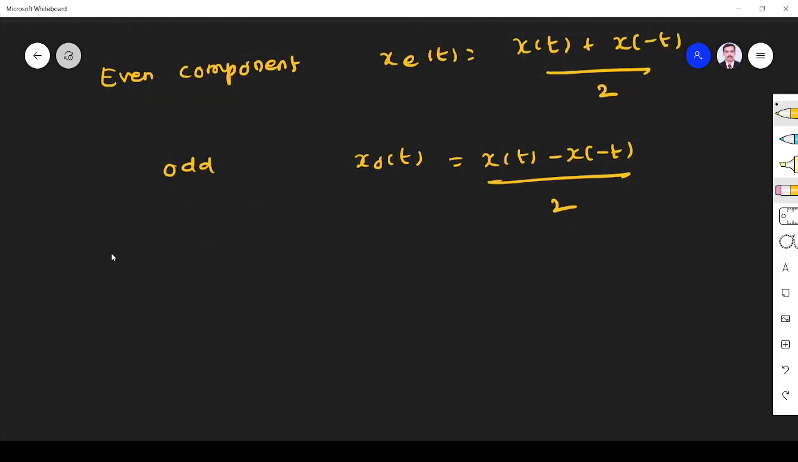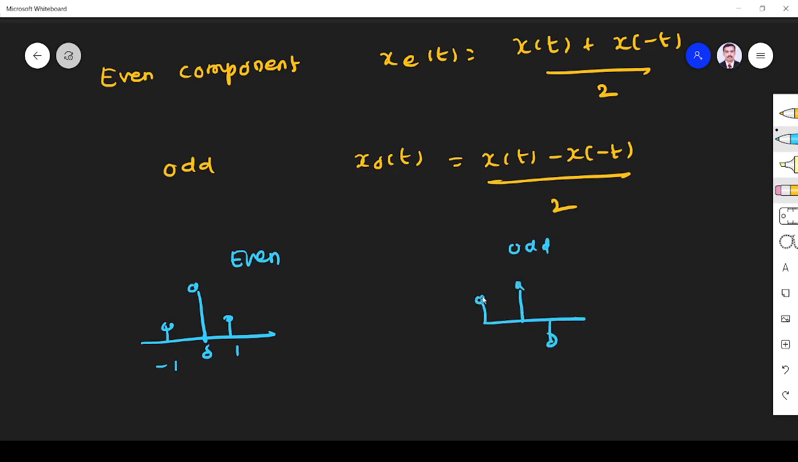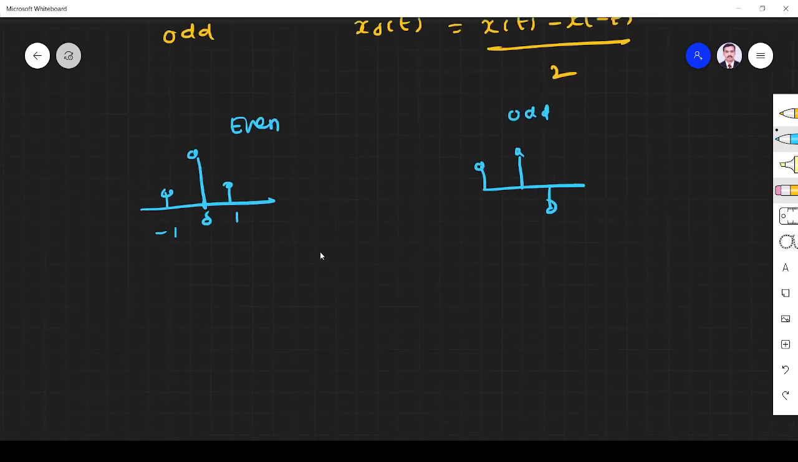So in this way we can say the signal is even or odd, and we can find the even component and odd component. Here you see the signal with respect to origin, with 0, 1, minus 1. This is even, both the sides are mirror images, right? How will the signal be odd, how can I classify? You see, this is mirror image reflected, so it is an odd signal, right? So by seeing the signal itself we can find.